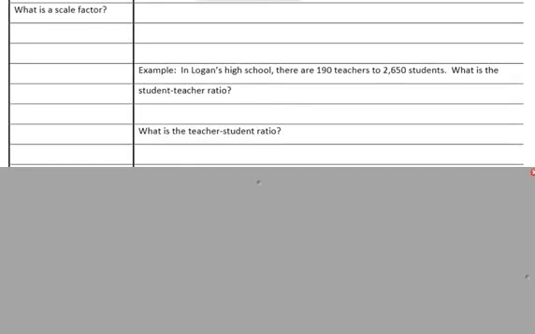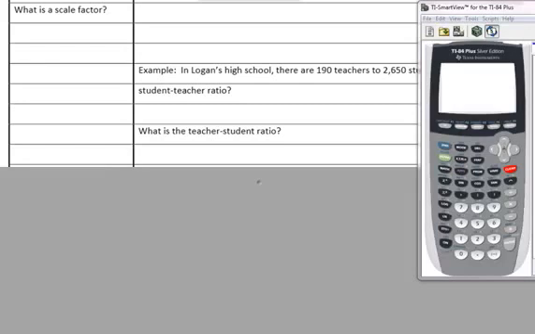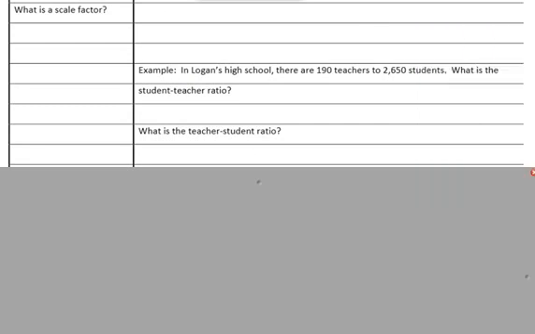Okay, we will start off this video with using the first definition of ratio. The most important thing for ratio, we will be using our calculator to reduce the fraction because a ratio is a reduced fraction. So the first example, which I'll give you a second to write, in Logan's High School there are 190 teachers to 2,650 students. We want to know what the student to teacher ratio is.